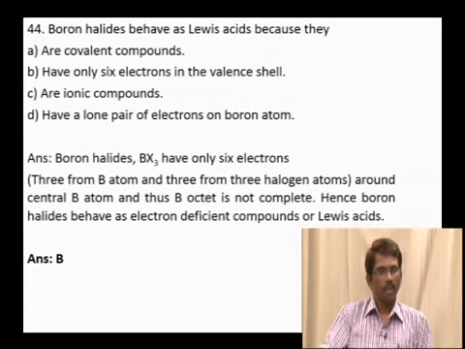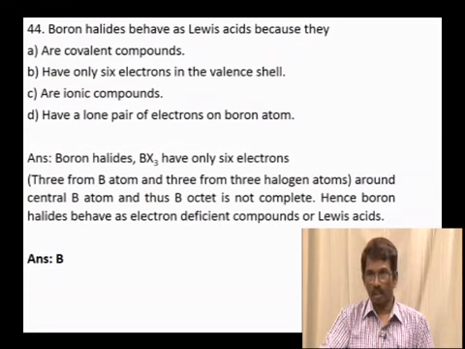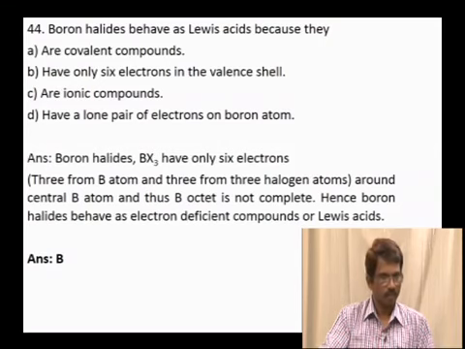44. The boron halides behave as Lewis acids because option A, they are covalent compounds. Option B, have only 6 electrons in the valence shell. Option C, they are ionic compounds. Option D, have a lone pair of electrons on boron atoms.